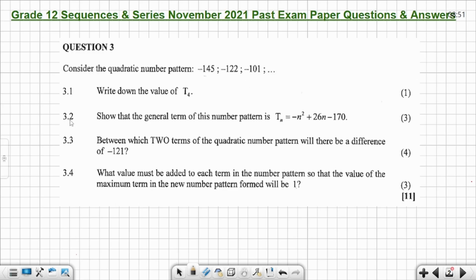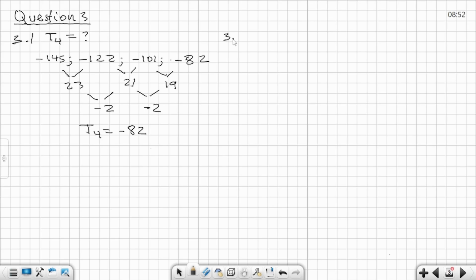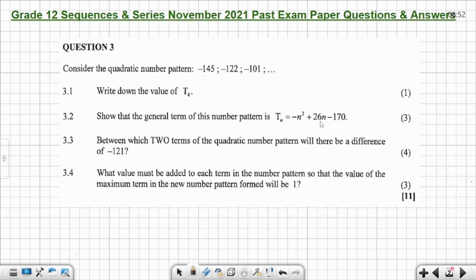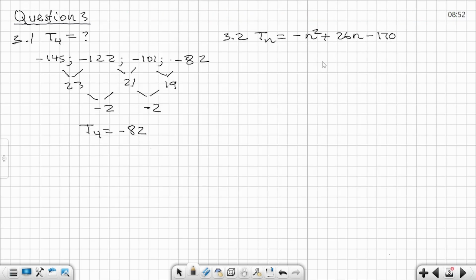Now the next question, 3.2: show that the general term of this number pattern is Tn equal to negative n squared plus 26n minus 170. I can use this space for 3.2. You must show that Tn is equal to negative n squared plus 26n minus 170. This is what you are given. You must prove it. Okay, let's show that.